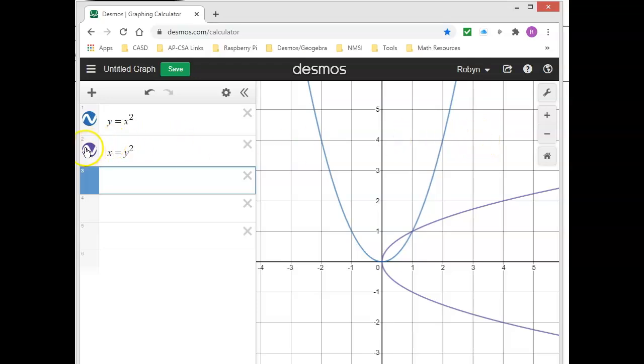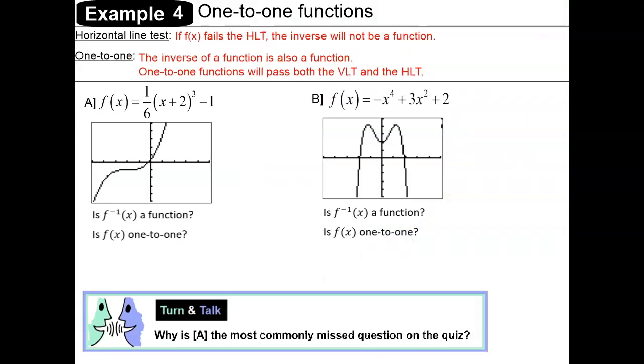So if I hide this inverse graph and I just think about, instead of the vertical line test, if you visualize a horizontal line going through, see how a horizontal line would hit in more than one place? That means that its inverse would fail the vertical line test. And so rather than having to graph the inverse every time, we can use the horizontal line test on the original graph to see if it's going to be one-to-one or not. Okay, so when we look at the notes in example 4, that's what we're looking at, the horizontal line test.